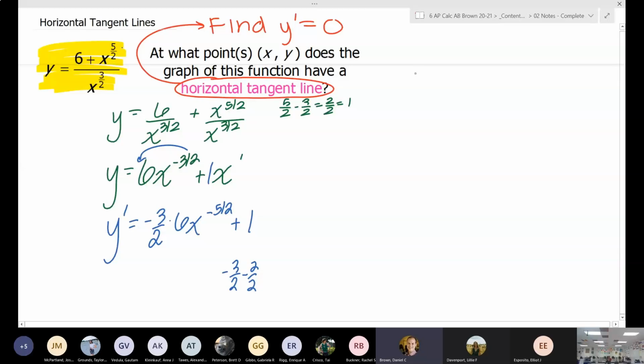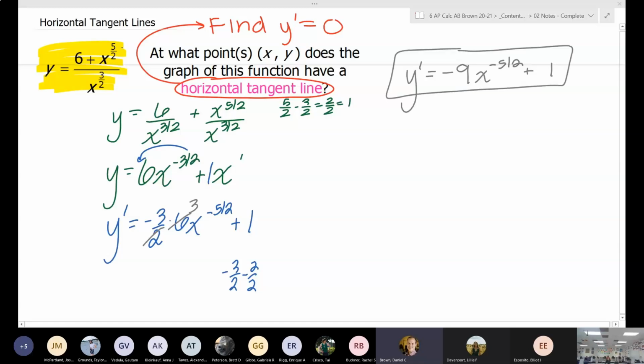I have y prime is equal to, let me simplify, negative 3/2 times 6. I can see that this is going to cancel out, so I'm going to have negative 9x to the negative 5/2 plus 1. So that is my derivative. That's like the first step. If this was a quiz or a test, you would earn part.